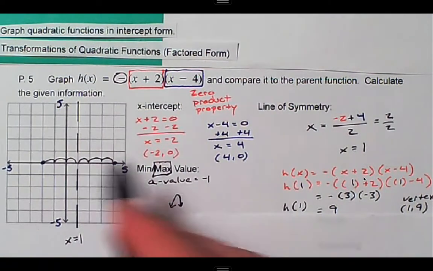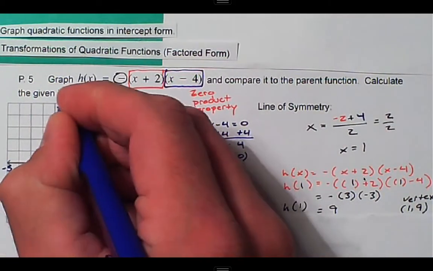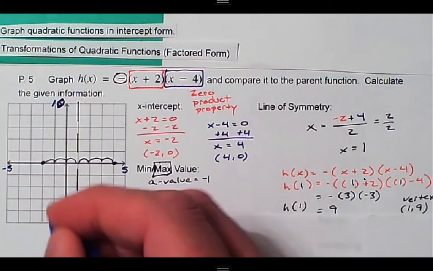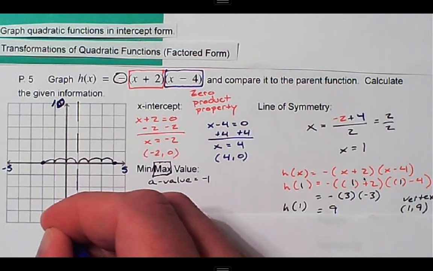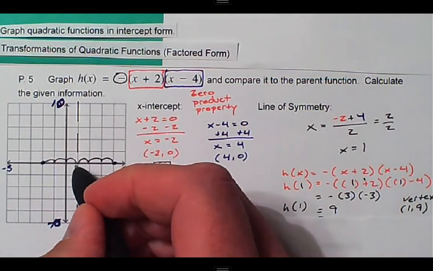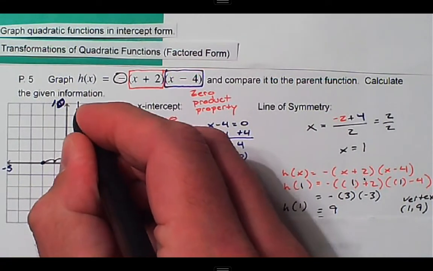And it looks like I don't have my axis drawn high enough, so I'm going to change that to be 10. So I'll make this number be 10 right here, and this number right here will be negative 10. And we'll use that to graph it. So now we're at the point 1, 9. So over 1, up 9. So 2, 4, 6, 8, 9 is right there.